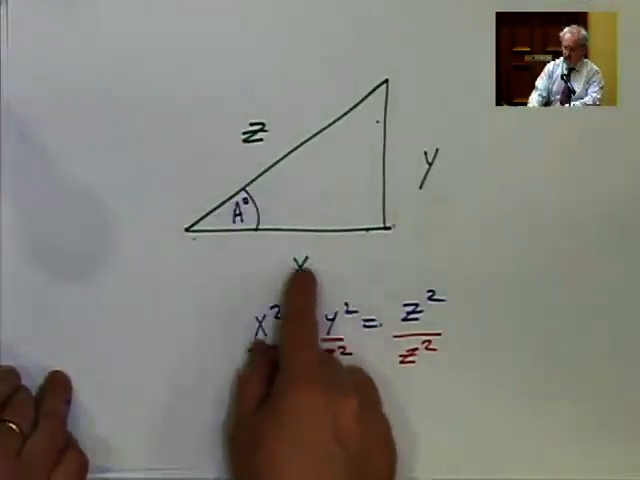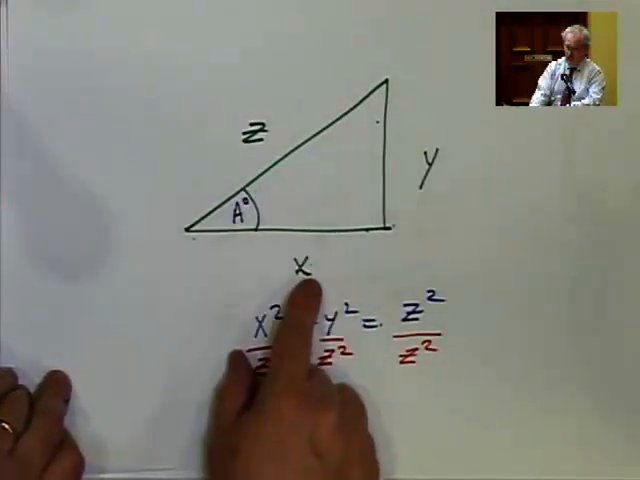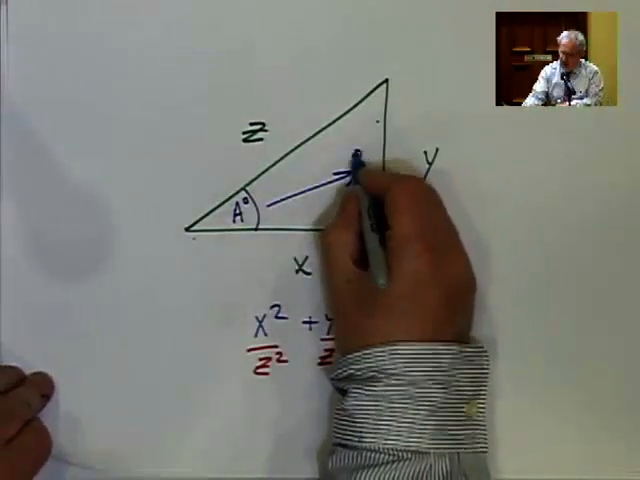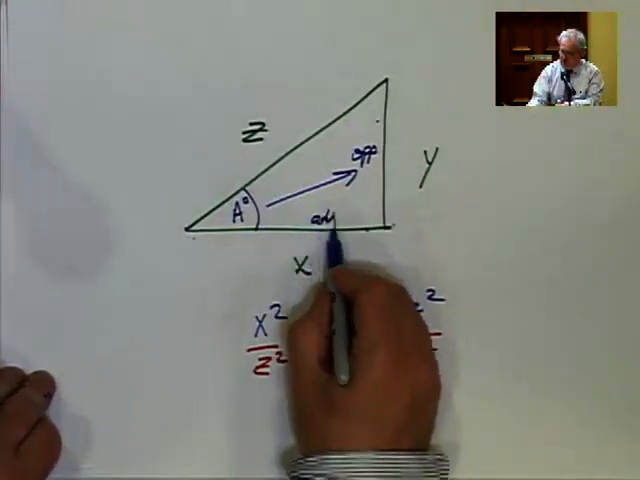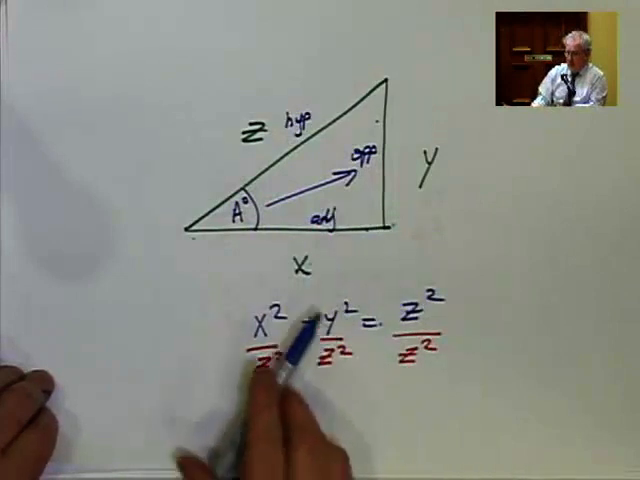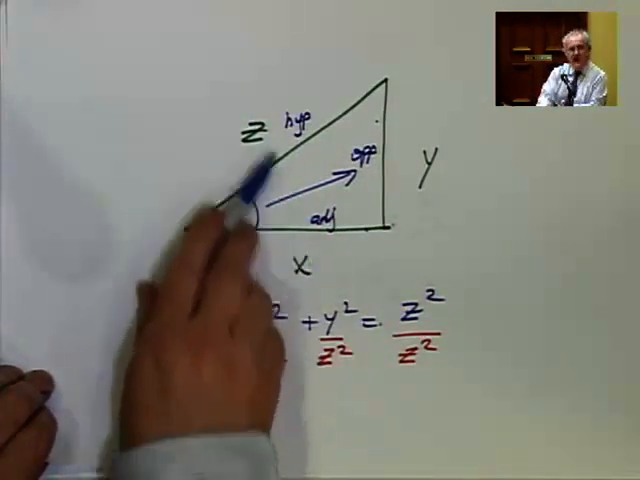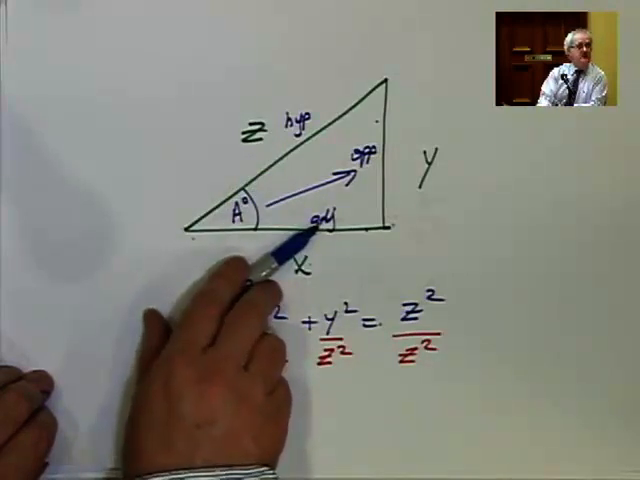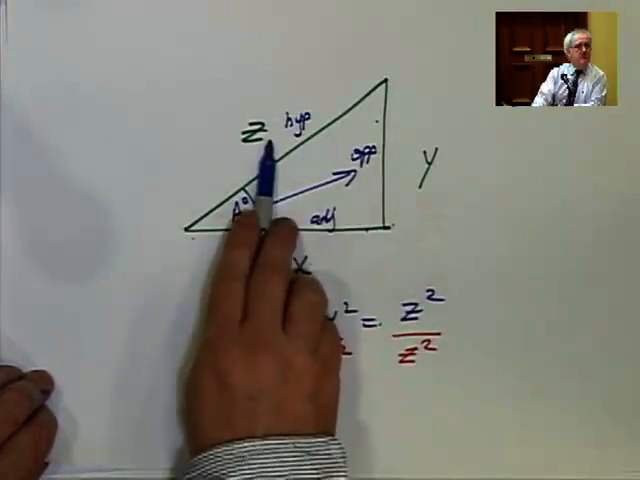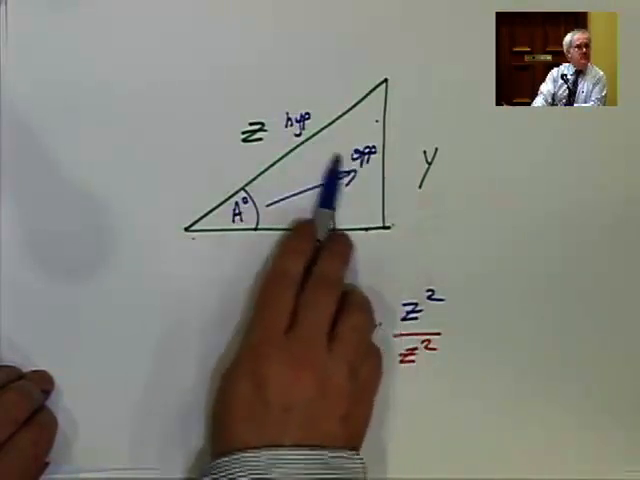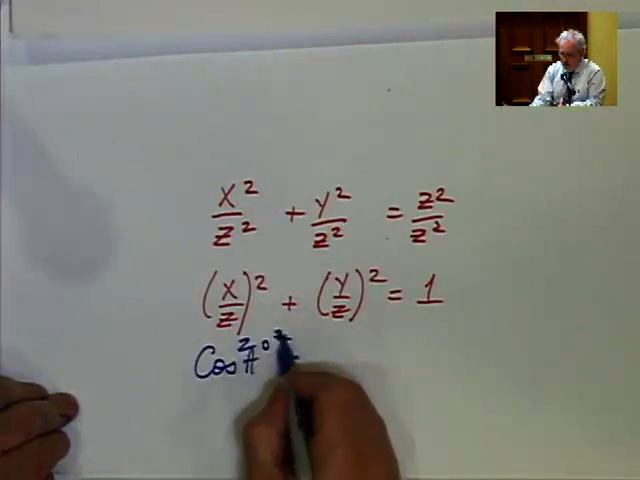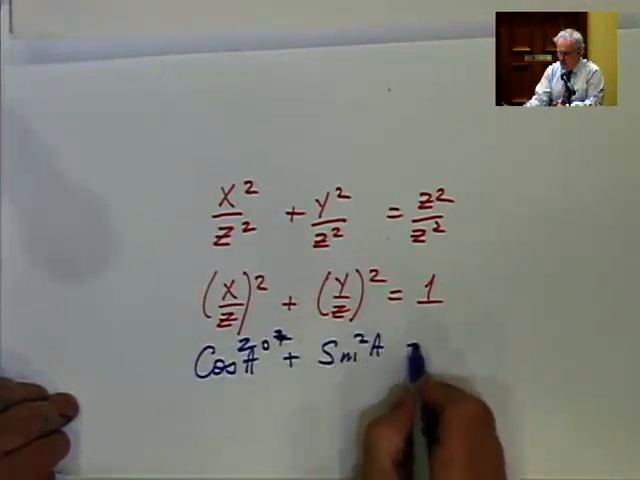And what's x over z for the angle A? Well, isn't that the opposite? Isn't that the adjacent? Isn't that the hypotenuse? What's x over z? Adjacent over hypotenuse. And what's adjacent over hypotenuse? The cosine, isn't it? And what's y over z? Opposite over hypotenuse? The sine. Effectively, cos squared A plus sine squared A is 1.